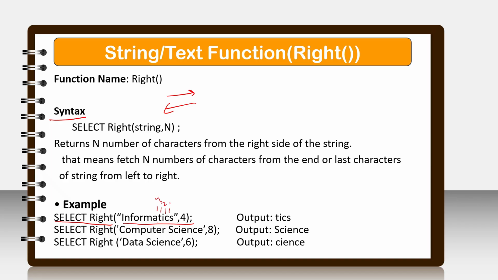It will take 4 values from the right, but it will give the result from left to right. Same here, 8 values: 1, 2, 3, 4, 5, 6, 7, 8. It will count from the right side to the left side, but it will give the answer from left to right. Then 'Data Science', 6 characters. So 'ience' is the answer.